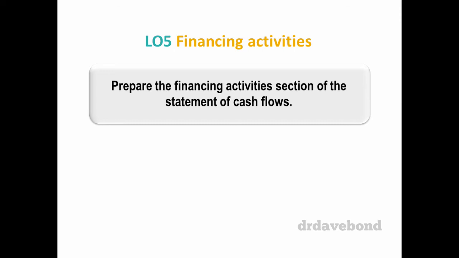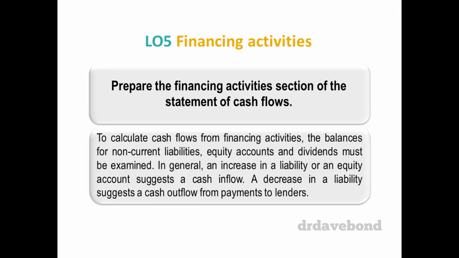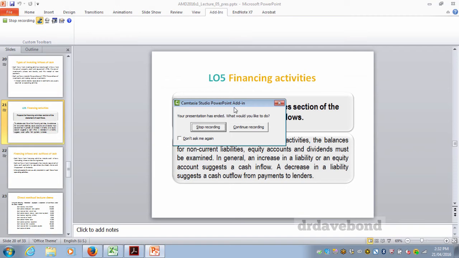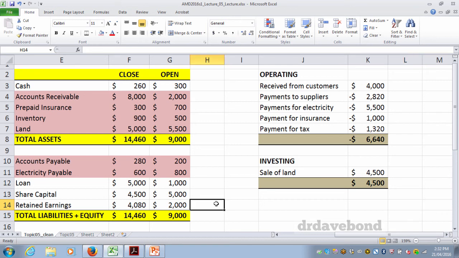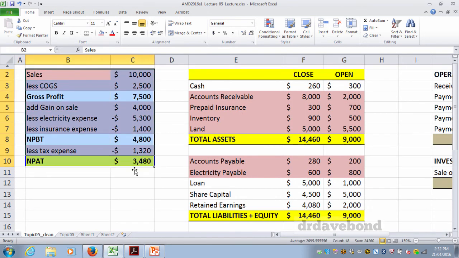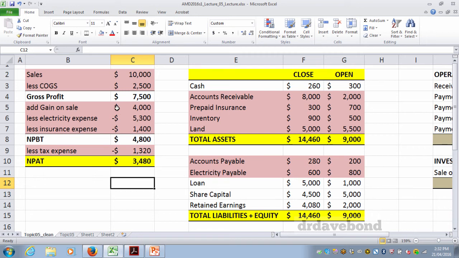Prepare the financing activity section of the statement of cash flows. To calculate cash flows from financing activities, the balances for non-current liabilities, equity accounts, and dividends must be examined. So what's left? Let's eyeball the income statement for a second. It's just the totals which are left. So in a sense, we've done everything there. We haven't touched cash, and that's fine because cash is what we're actually trying to figure out. We have a liability through loan, we have share capital, and we've got retained earnings.